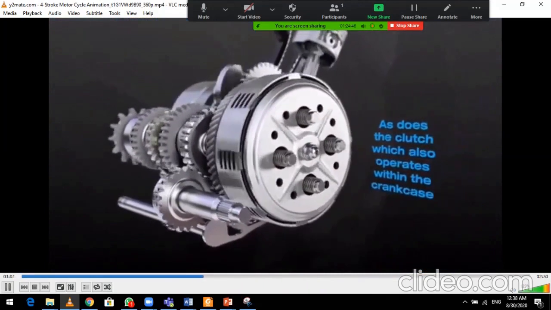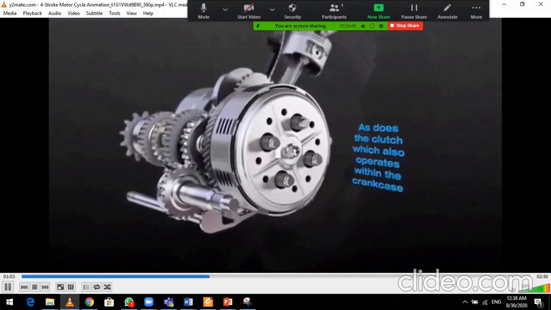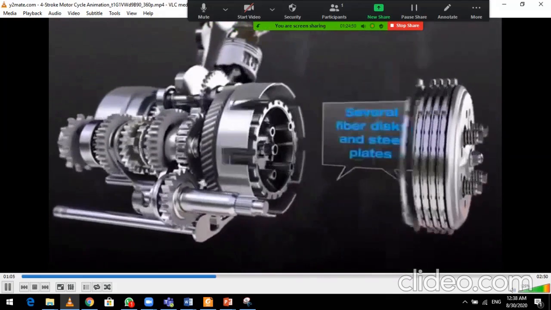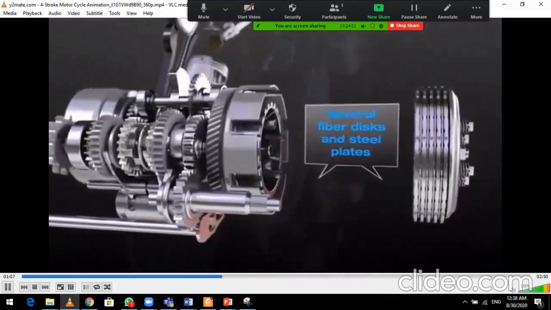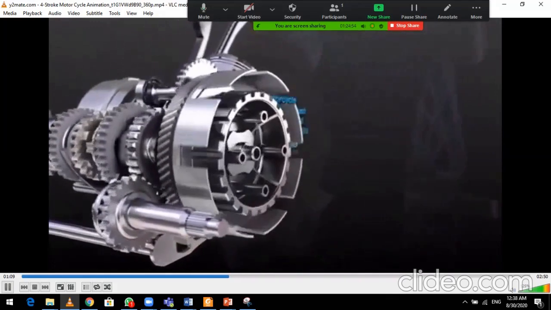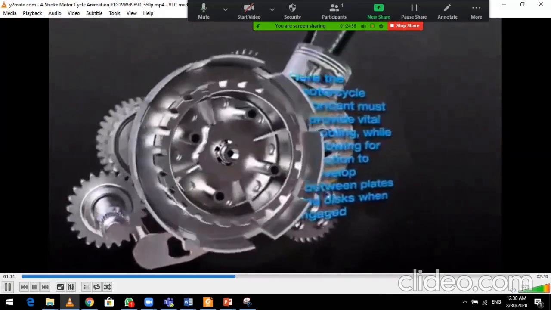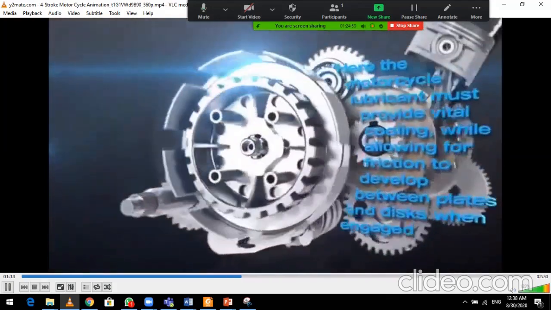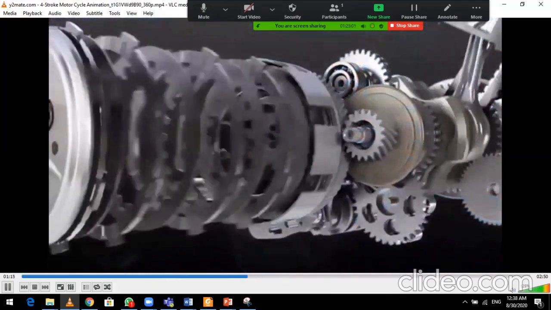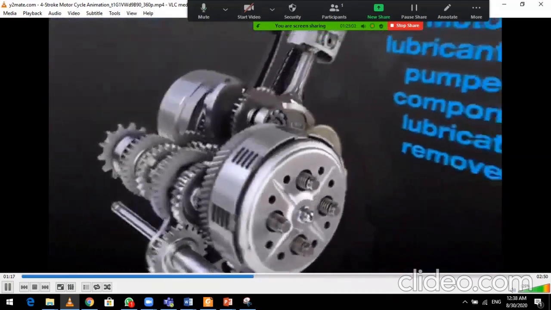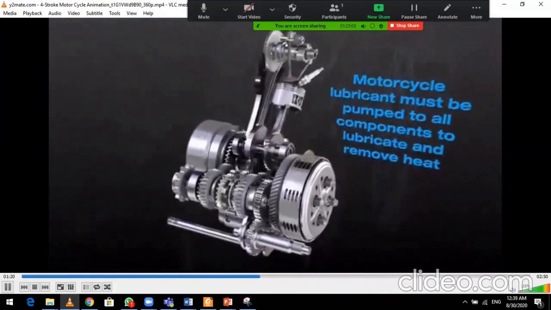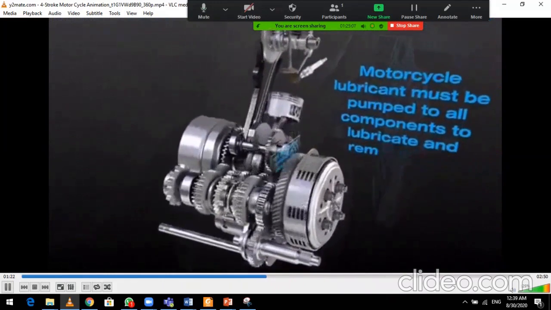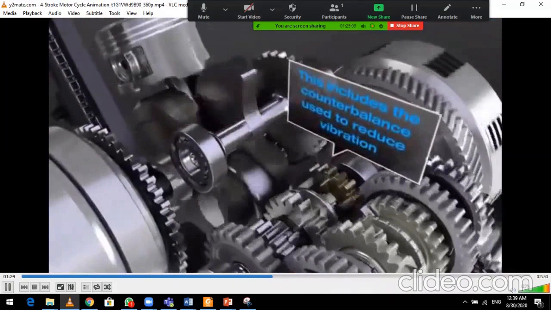The clutch, which is housed underneath the engine's side cover, consists of several fiber discs and steel plates. Here, the motorcycle lubricant must provide vital cooling, while allowing for friction to develop between plates and discs when engaged. Motorcycle lubricant must be pumped to all components to lubricate and remove heat. This includes the counterbalance, used to reduce vibration.